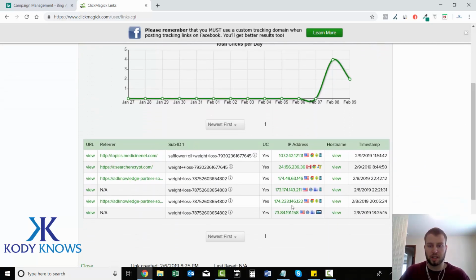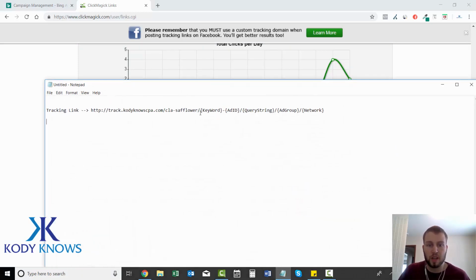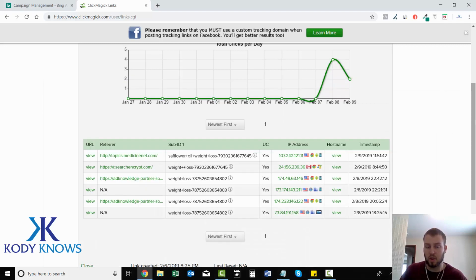These are the 6 clicks that we got, and remember that this was our tracking link right here. In the first sub ID spot, we're going to have the keyword that generated the click along with the ad ID that generated the click. And then our second sub ID was the query string, what was actually typed into the search engine, which resulted in the click. In the third spot, we have our ad group. And then lastly, network. Was it Bing owned and operated? Was it Bing, AOL, and Yahoo owned and operated? Or was it syndicated, their partners?